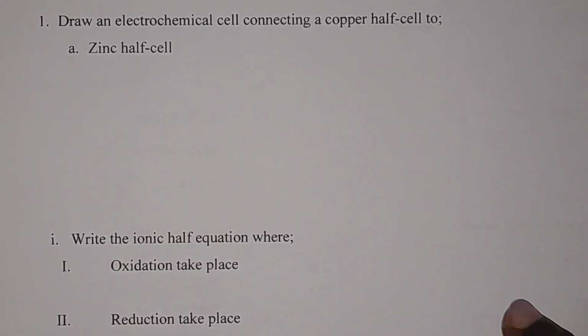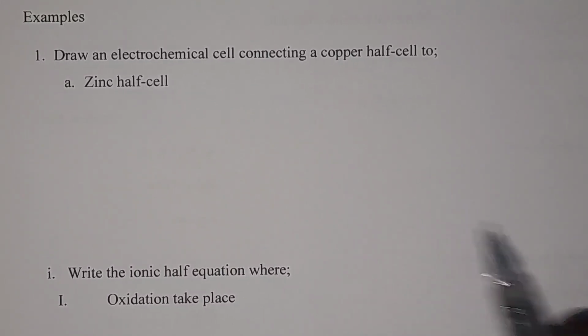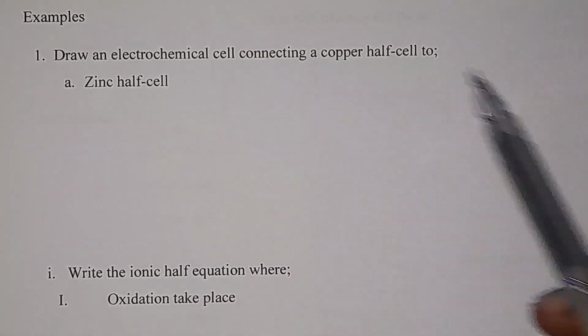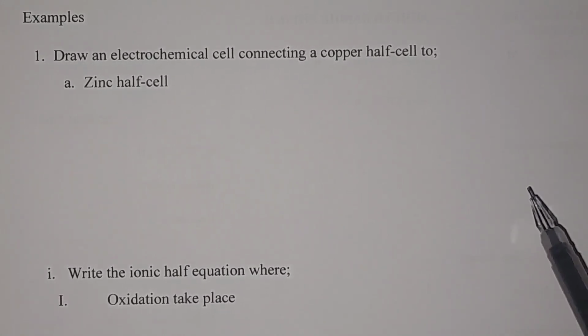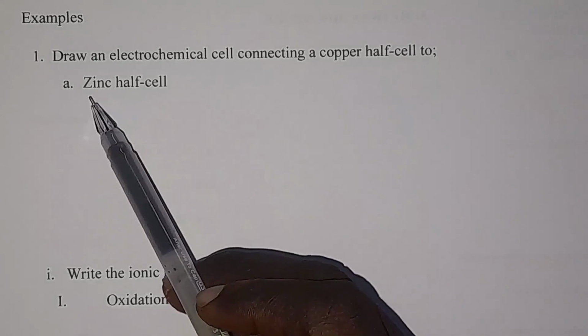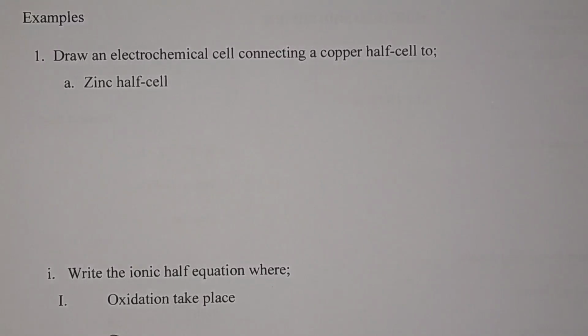Next we are going to go to examples. The first example, we are told: draw an electrochemical cell connecting a copper half cell to a zinc half cell. So we are supposed to draw an electrochemical cell. Remember, we have said an electrochemical cell is formed by connecting 2 half cells. One half cell here is the copper half cell, the other half cell is the zinc half cell. So let's try to draw the general structure of the electrochemical cell.